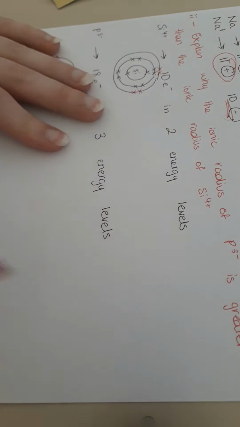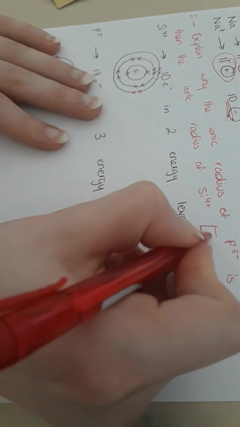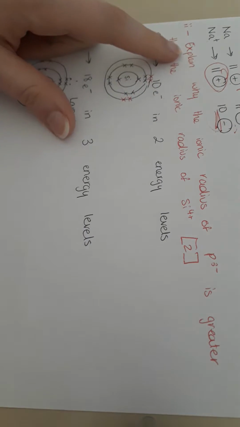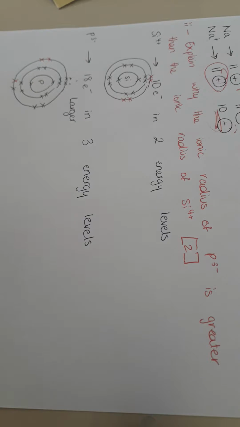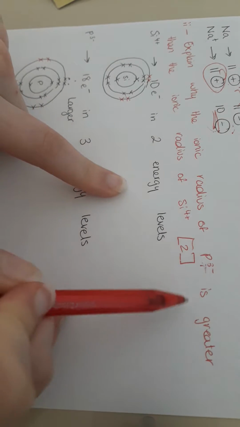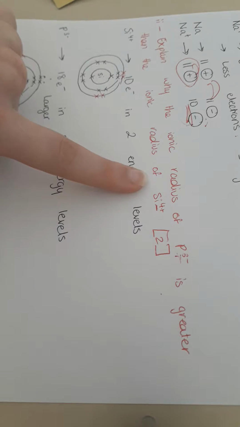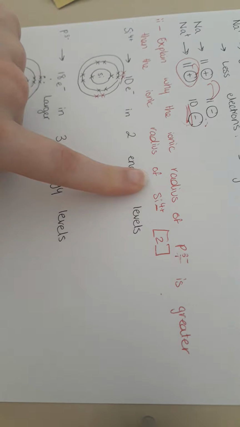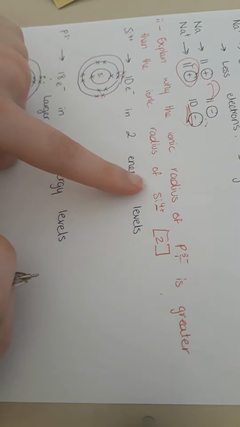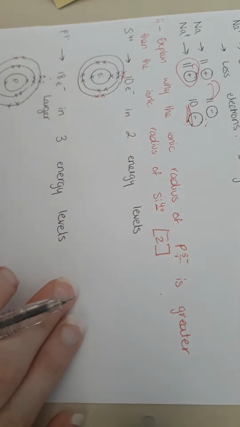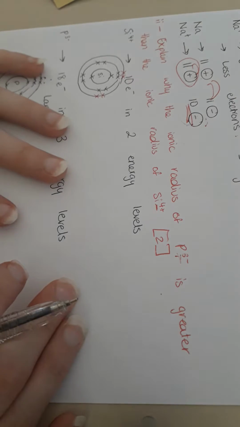And now for another, I think this was 2 marks as well, didn't write that down, whoops. The second part of the question was, explain why the ionic radius of P3- is greater than Si4+. So we know that phosphorus as itself has 15 protons and 15 electrons, and silicon as an atom again has 14 protons and electrons.